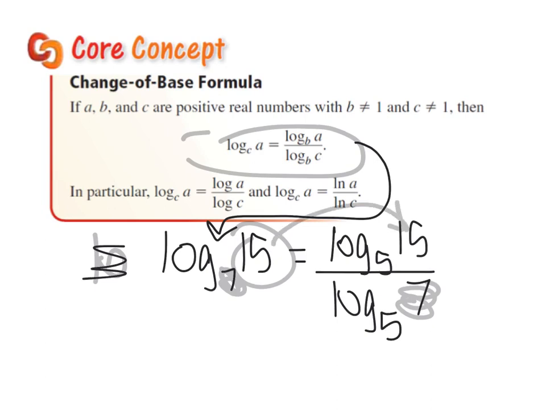and the number we are taking the log of stays in the top. And just to be clear, if you put either of these into your calculator, if I use my calculator and I did log base 7 of 15, I would get the same answer as a decimal as if I put log base 5 of 15 divided by log base 5 of 7. Again, a lot of this section is just rewriting your logs in different ways, expanding them, condensing them, changing their base.